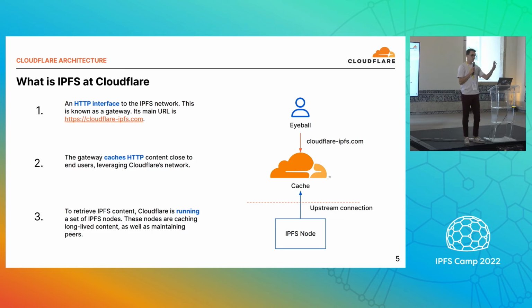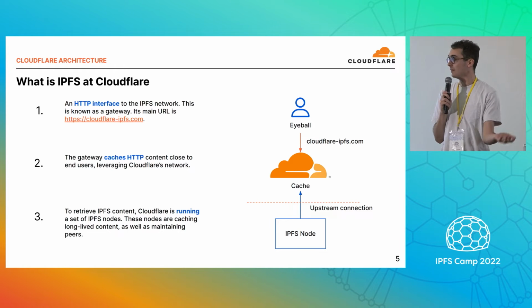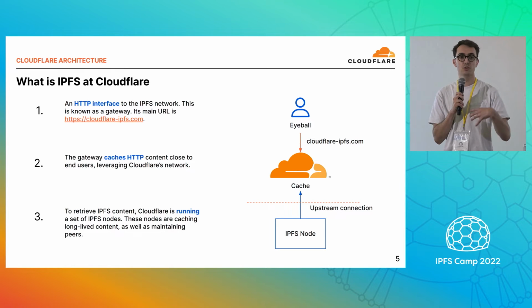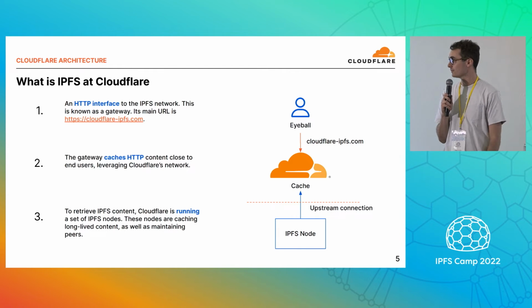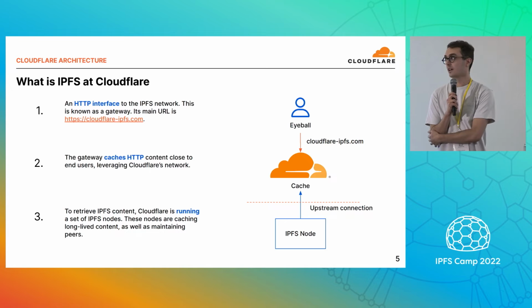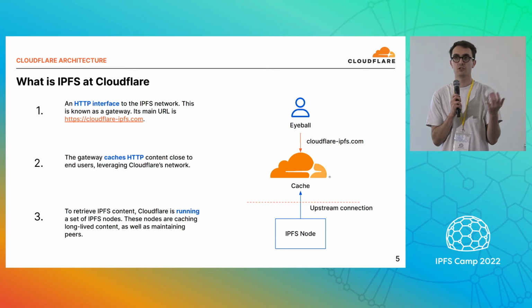Most of you in the room, I think, know what a gateway is. It's an HTTP interface to the IPFS network. The main URL for the Cloudflare gateway is cloudflareipfs.com, even though we also provide the capability for people to have an X509 certificate on their own domain, so they can serve whatever CID they want. As mentioned before, the gateway is closely tied with a standard HTTP cache, which sits close to end users, and that allows us to leverage standard web infrastructure to serve IPFS content.